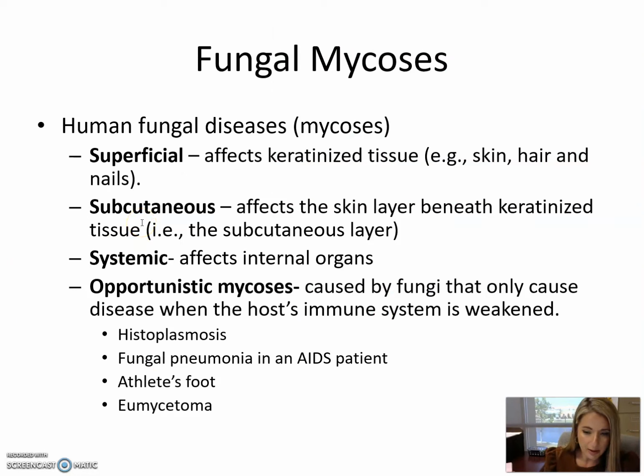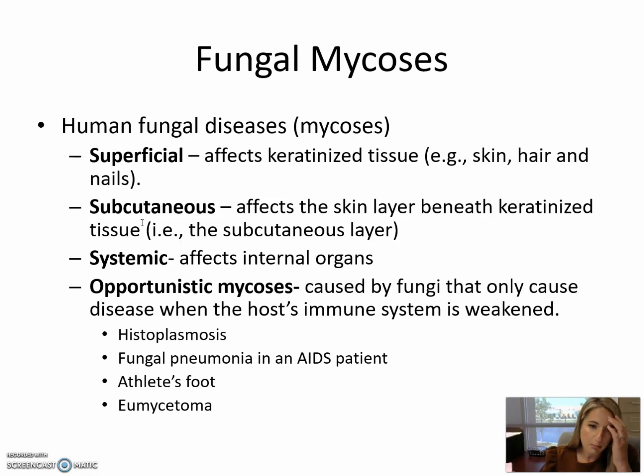So if someone has a fungal infection, we say that they have a mycoses. And there's different classes of fungal mycoses. We'll learn specific infections later on in the infectious disease chapter. But for right now, we want to categorize fungal infections. So there are 4 different categories: superficial, subcutaneous, systemic, and opportunistic.